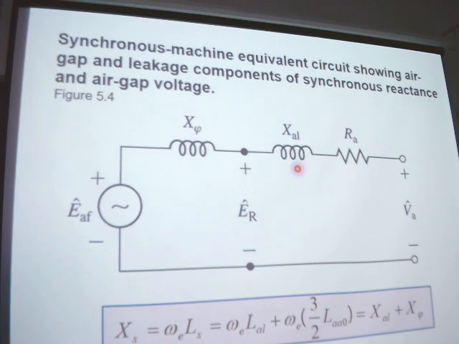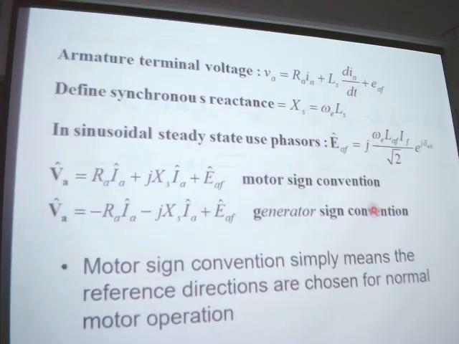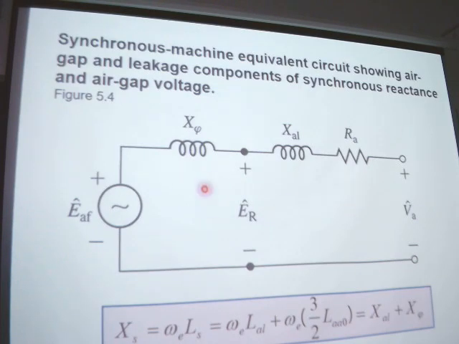The XL, we know, is the leakage reactance, and the X back is the effective magnetizing reactance of the armature winding. So both forms of the equivalent circuit are okay. According to different variables, you can use a different equivalent circuit to calculate them.